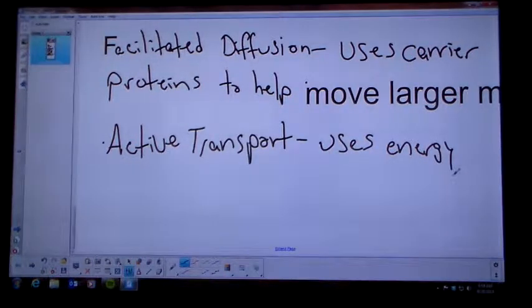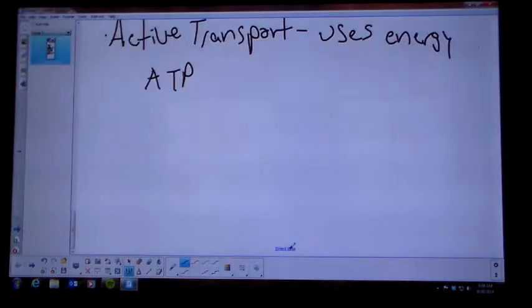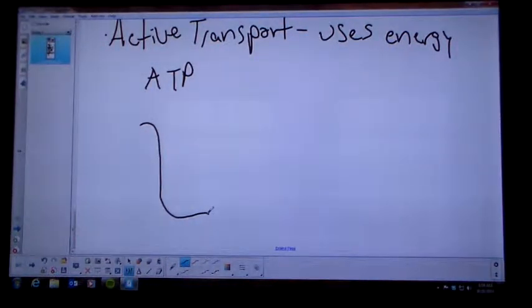And what is the energy molecule that's used? It's 3 letters. ATP, adenosine triphosphate. That is the energy molecule that is used. Now, we talked about with passive transport going from high to low. Active transport probably means what? Low to high. Very good.